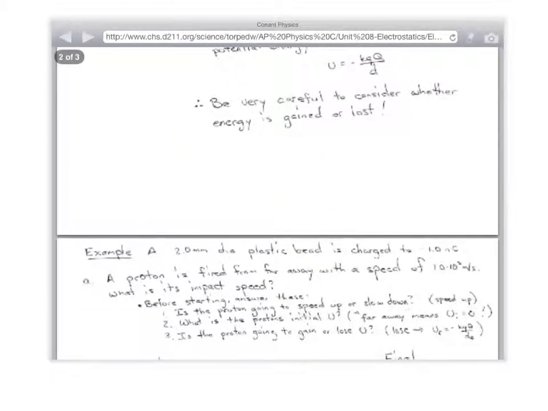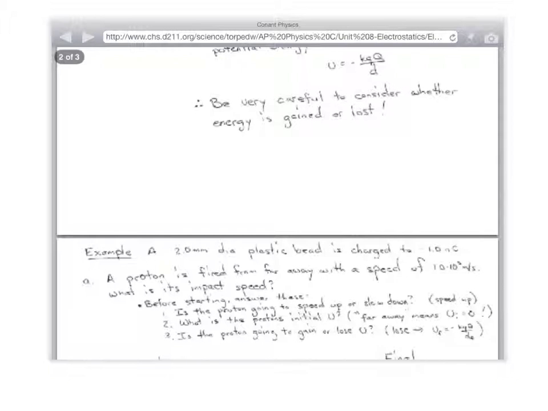Okay, example problem. You have a little piece of plastic, 2 millimeters in diameter, and it's got a negative charge. If you were to shoot a proton at it, when the proton hits the plastic, what speed is it going? Before you start this, is the proton going to slow down or speed up? Speed up. Why is it going to speed up? Because it's attracted.